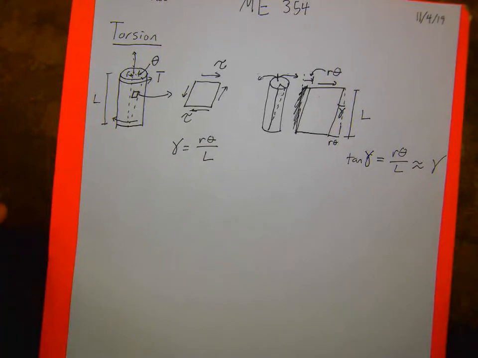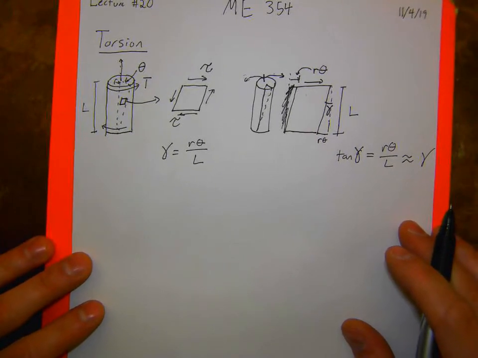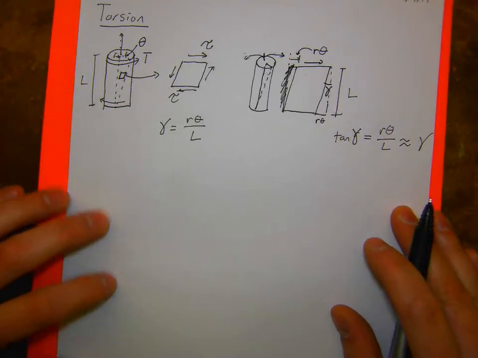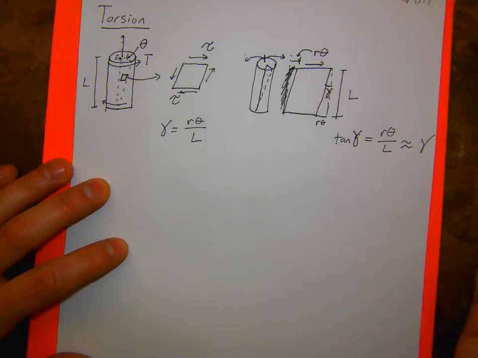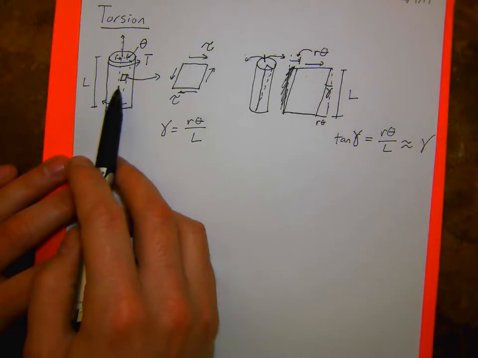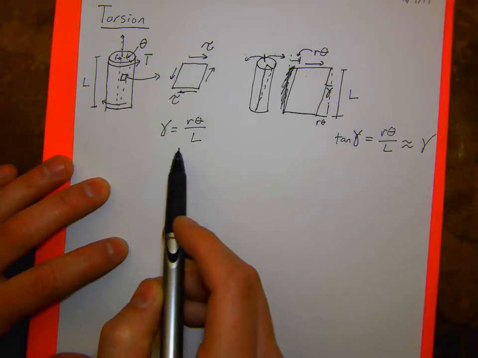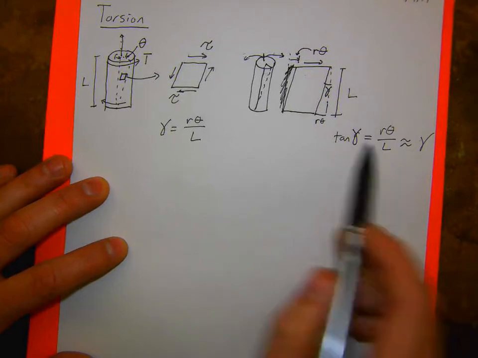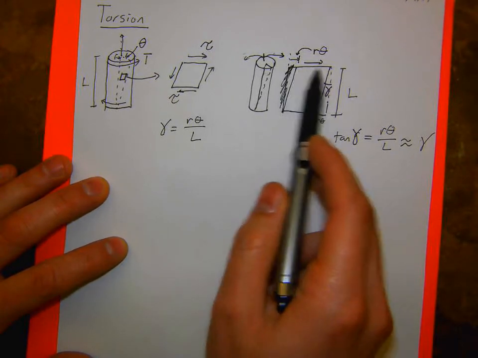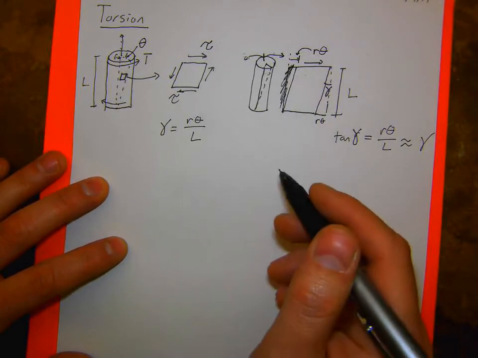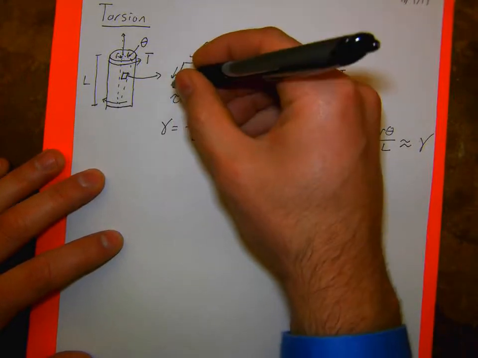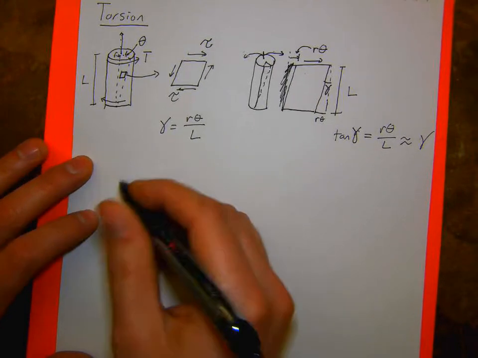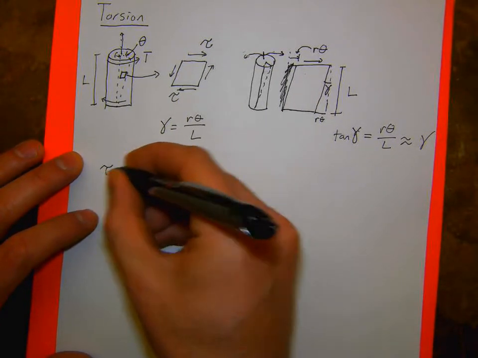Now what I want to do is figure out what my shear stress is in my bar. I can figure out shear strain geometrically. I make a small angle approximation. I look at what the motion of the surface is relative to the initial position, and I get some shear out. But I want to figure out how shear relates to my applied load, or my applied torque T.